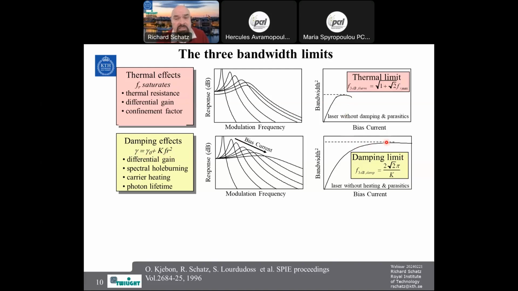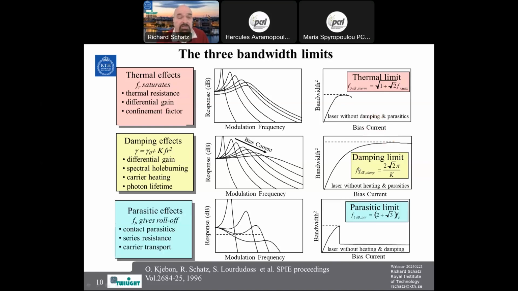But it's good to see what the potential of your device is if you can improve the cooling and decrease the thermal and electrical resistance of your device. Then the last limit is a parasitic limit, and that you can also calculate. You can calculate what the bandwidth of a laser would be if it was only limited by parasitic effects, and you didn't have any thermal effects and damping effects. And that parasitic limit is given by this expression.